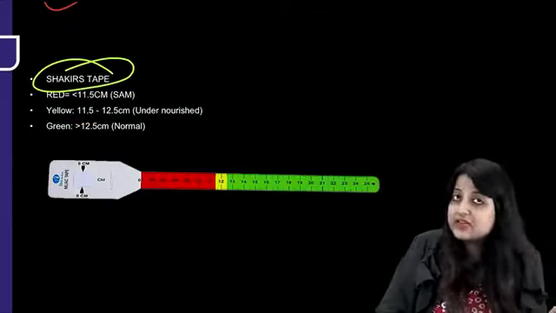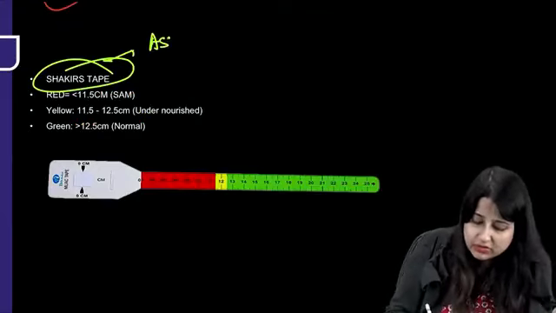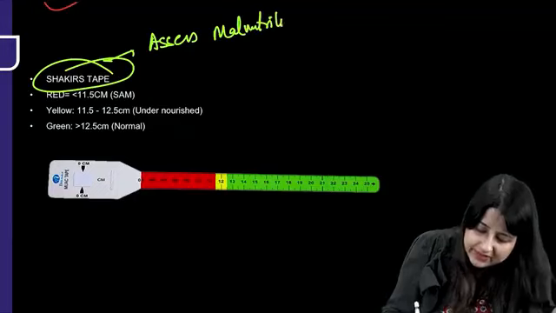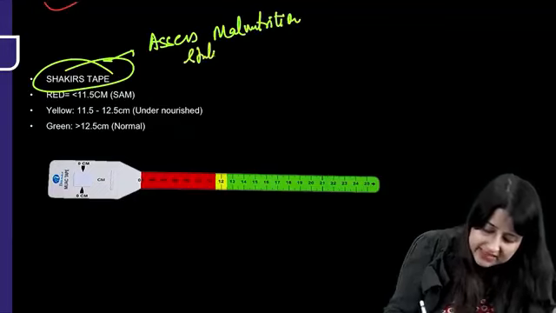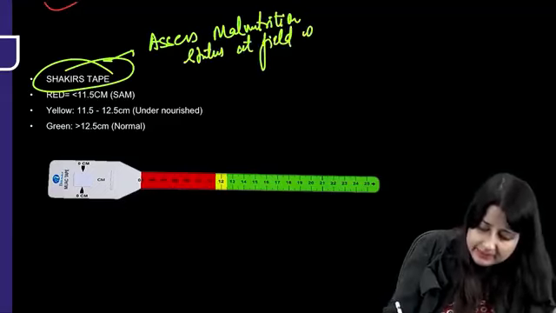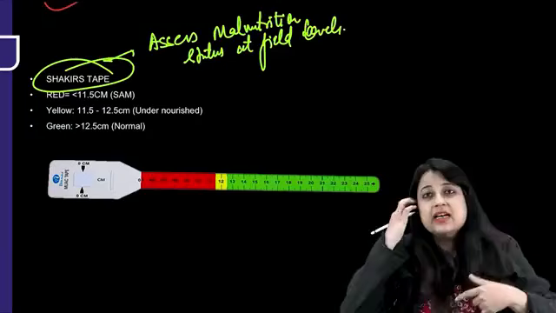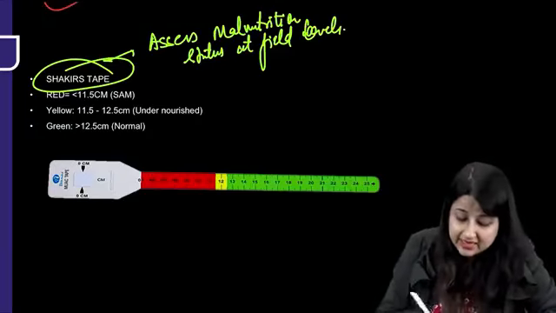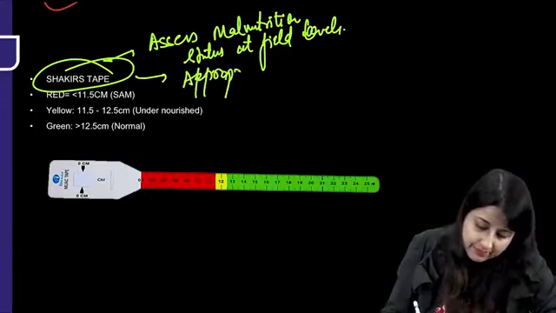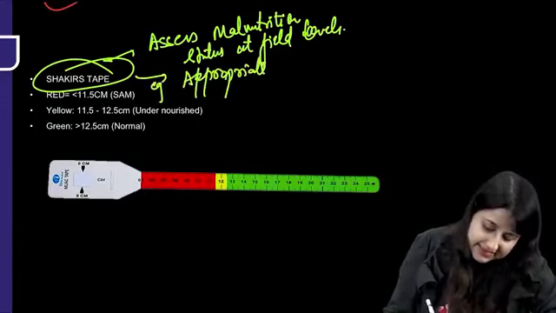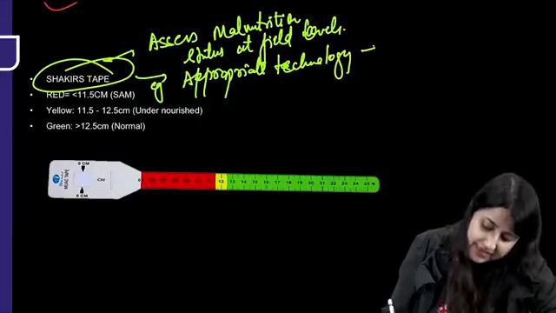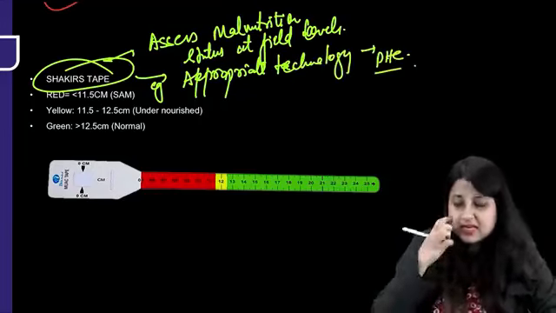Then you have another thing, Shakir's tape. This is also used to assess malnutrition status at field levels. It can be used by healthcare workers to assess the malnutrition status. If you remember, this is an example of appropriate technology, one of the principles of primary health care.